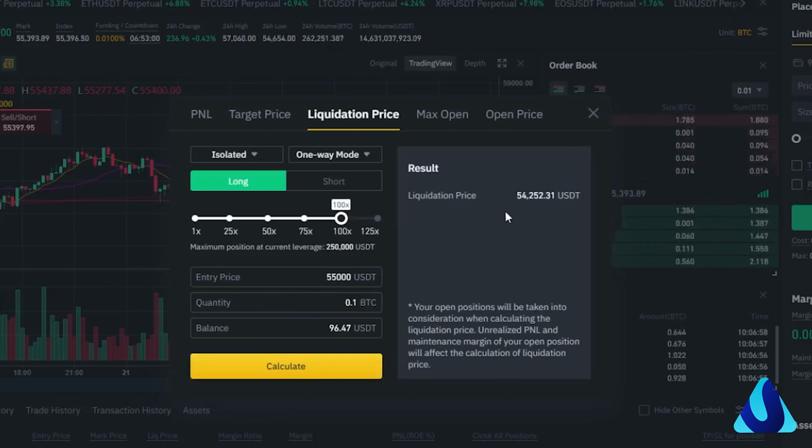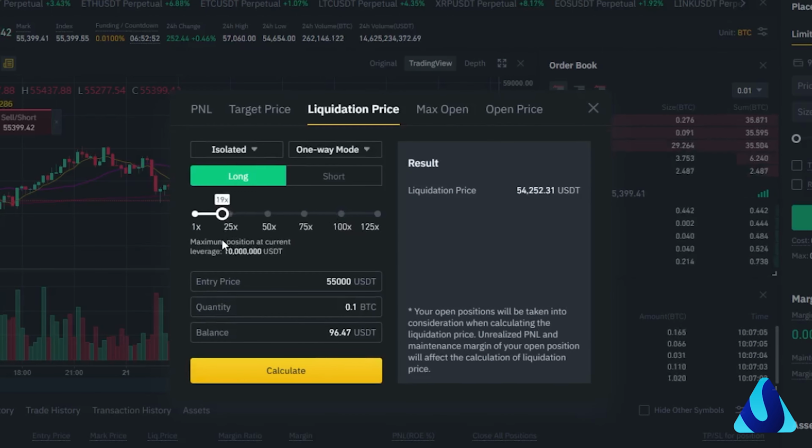So now you can see my liquidation price is at 54,252. However, if we were to go down to 10%, obviously we wouldn't be able to get the same quantity in BTC because of the margin that we have of $96, so 0.01 in this case. And then you can see here how that liquidation price has already dropped dramatically, nearly 10,000 almost.